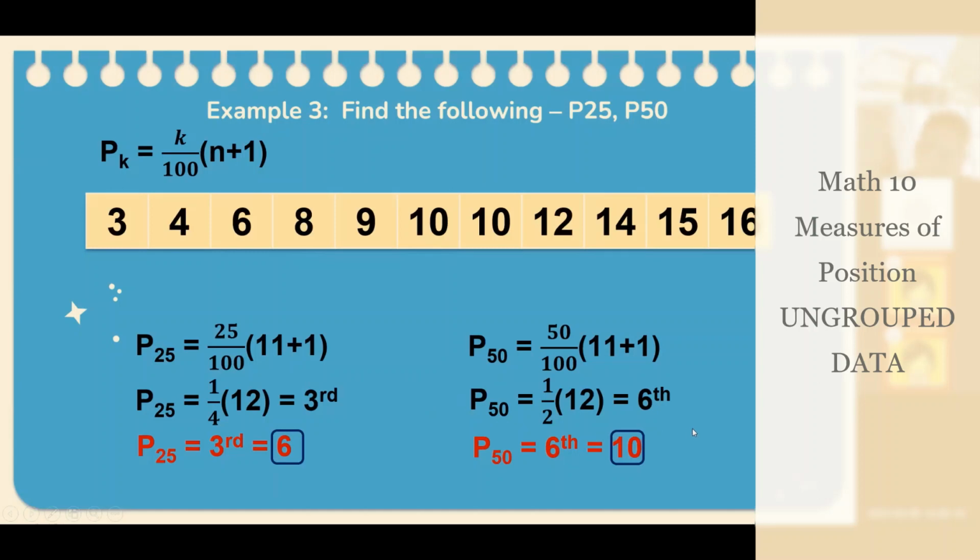If you can remember, in the first example, quartile 2 natin ay 10 din. Decile 5 natin ay 10. So because decile 5, quartile 2, and percentile 50 are all the same, they are median. Kaya dapat pare-pareho yung makuhang sagot. So that's it. It's the 3rd place, it's our percentile 25. And then this is the middle or the median, that's our percentile 50.